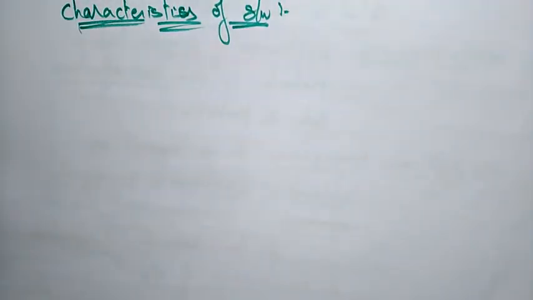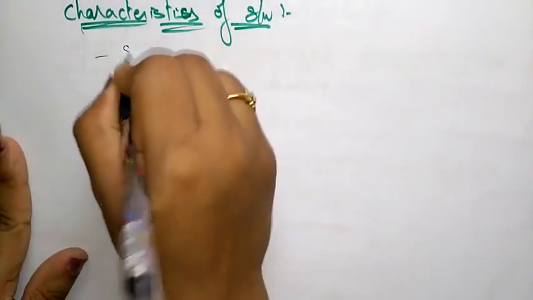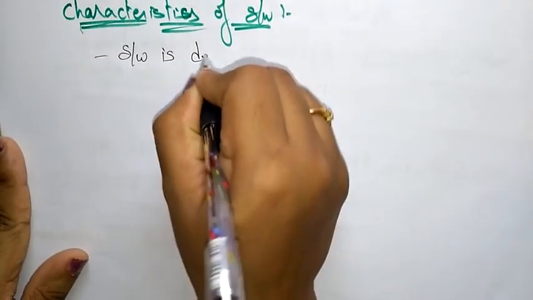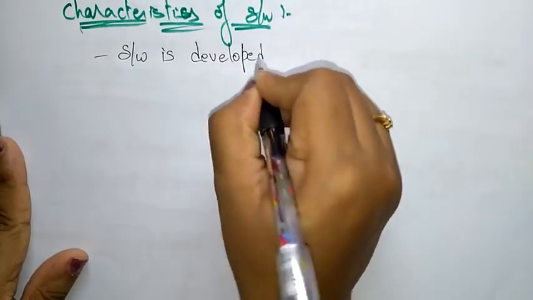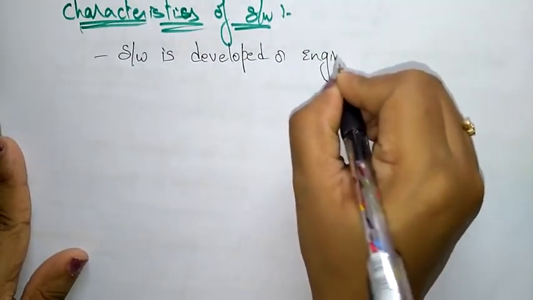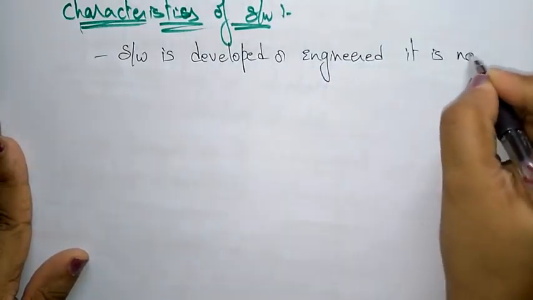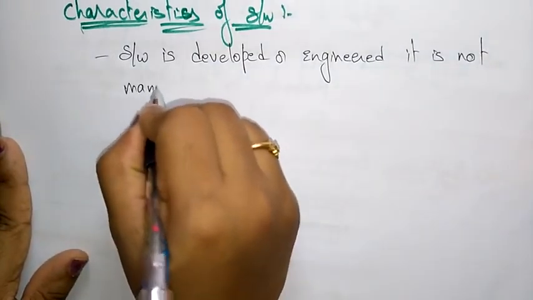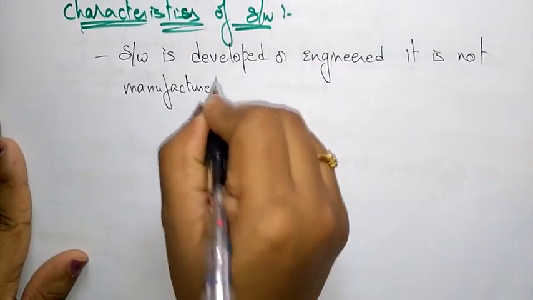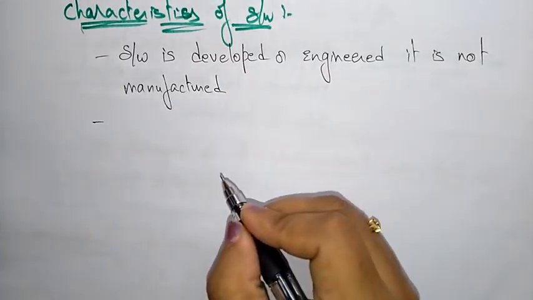Software is developed or engineered, it is not manufactured. Software is just code you are writing, whatever you write is going to be implemented, and that should be logical. So software is developed or engineered. It is not manufactured in the classical sense. And software does not wear out.